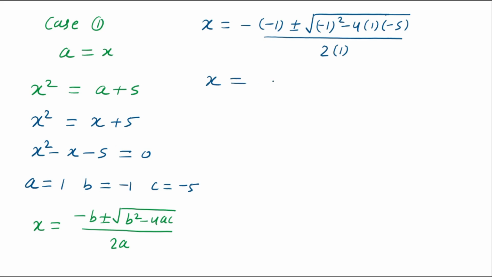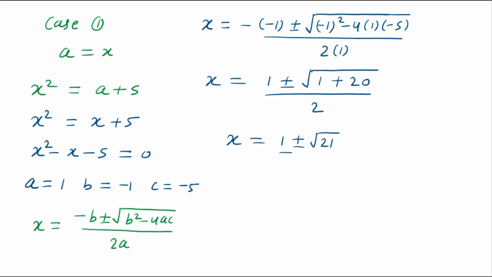Then x is equal to 1 plus minus the square root of (−1)² is 1, minus 4 times −5 is 20, and divide by 2. Then x is equal to 1 plus minus the square root of 21, divided by 2. Here we have two possible values of x. The first value of x is equal to (1 plus the square root of 21) divided by 2, and the second value of x is equal to (1 minus the square root of 21) divided by 2.